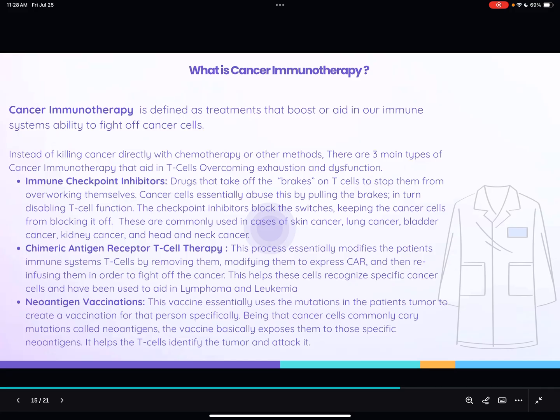And then lastly, one of the main ones is neoantigen vaccination. This vaccination basically uses a mutation in the patient's tumor to create a vaccination for that person specifically. Cancer cells commonly carry mutations called neoantigens. This vaccination is going to expose the patient to these specific neoantigens and help the T cells identify the tumor and attack it.